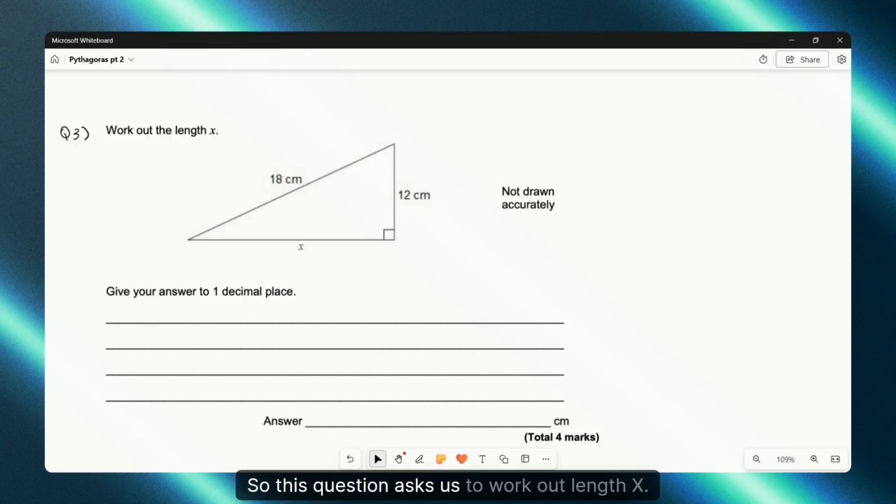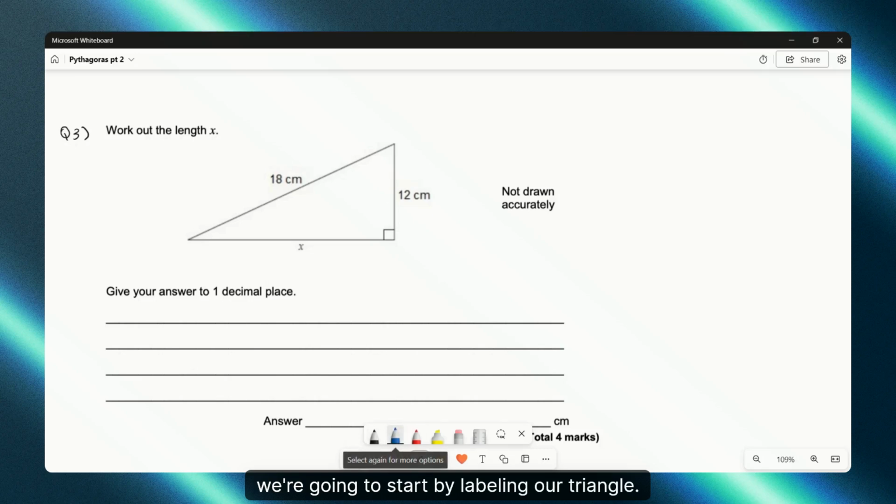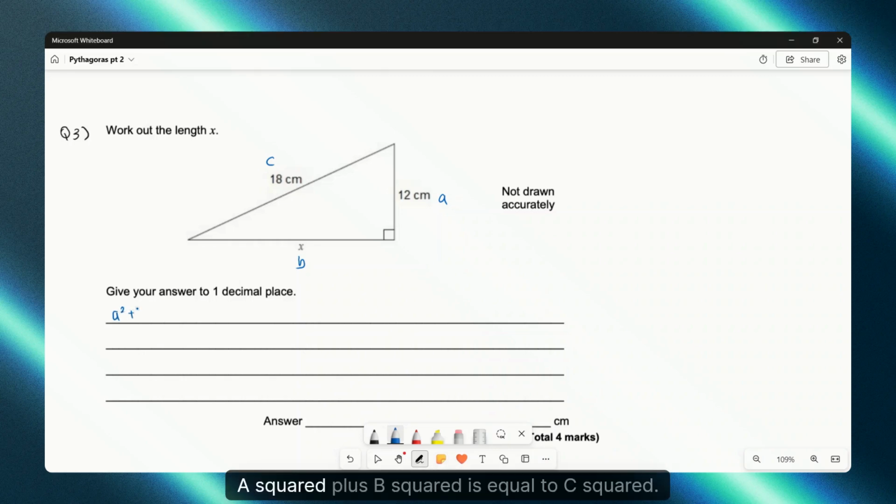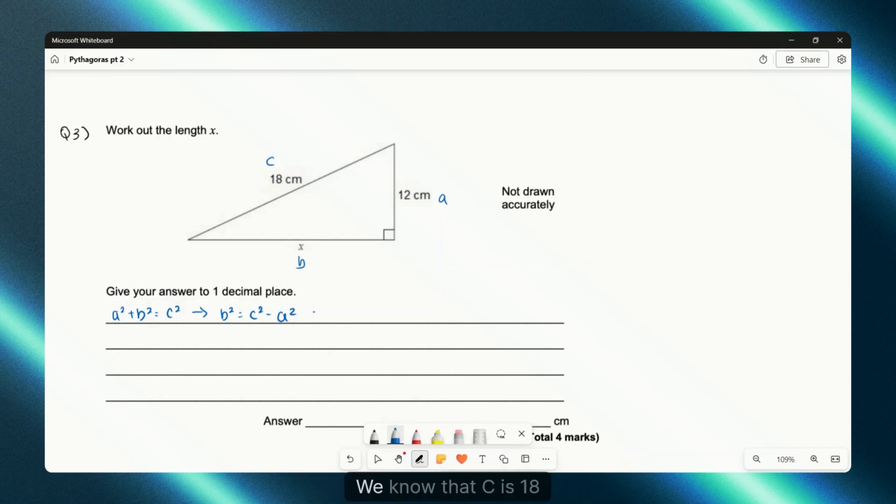So this question asks us to work out length x. Now, as always, we're going to start by labeling our triangle. So the side here with 12 centimeters is going to be a, b, and c. Again, start off by writing out Pythagoras' theorem. a squared plus b squared is equal to c squared. Now, because b is the unknown, rearrange for b. So b squared is equal to c squared minus a squared. We know that c is 18, and we know that a is 12.